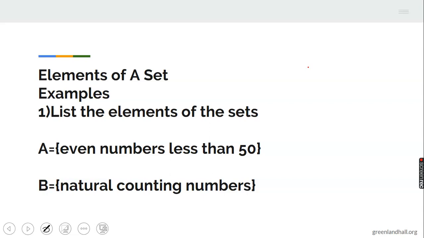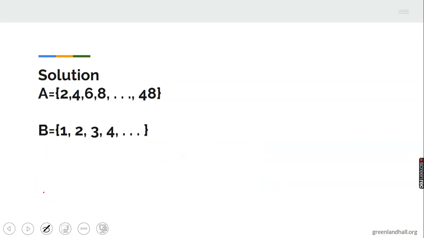Elements of a set. Example. List the elements of the set A, even numbers less than 50, while B, natural counting numbers, or what we call natural numbers. Here it's represented as B, but in most cases we use capital N to represent it. Now these are the solutions.